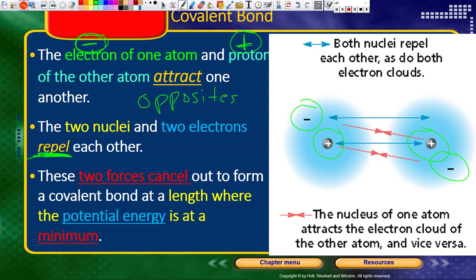This is the important part, it's the last bullet. These two forces do what? Cancel out. They form a covalent bond at the length where? Highlight those last several words. That's a test question. What is the energy at that length? At the minimum. Remember the other day I was asking you, ever get lost in a store when you were young? When do you have the least amount of nervous energy? When you're with your mom, right? Same concept. The closer you are, the less energy you have.